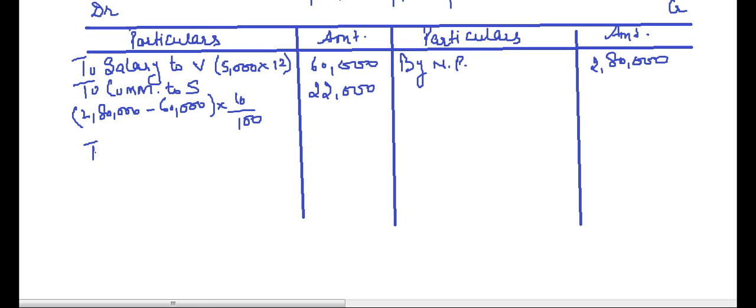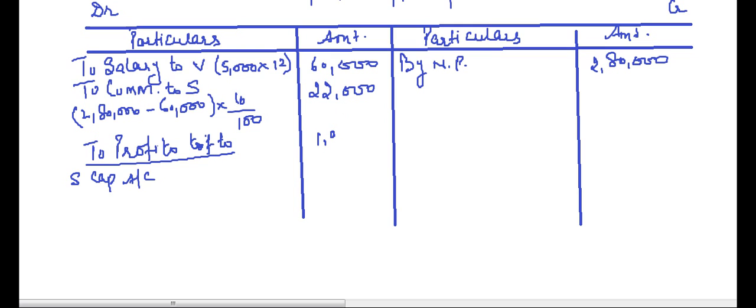Now we will say to profits transferred to S capital account. Now what are the profits? 2,80,000 minus 60,000 minus 22,000. We are left with 1,98,000.